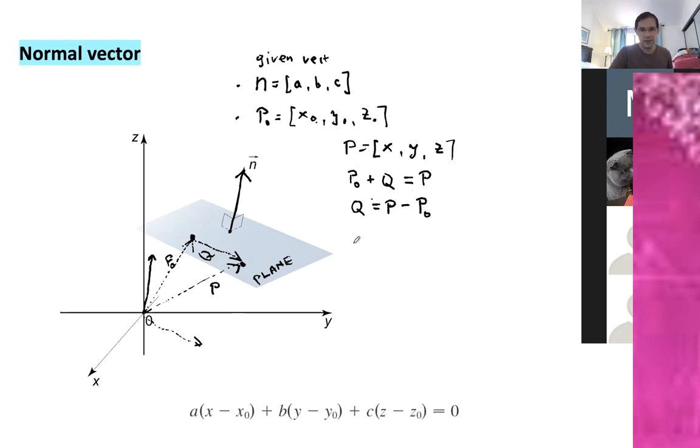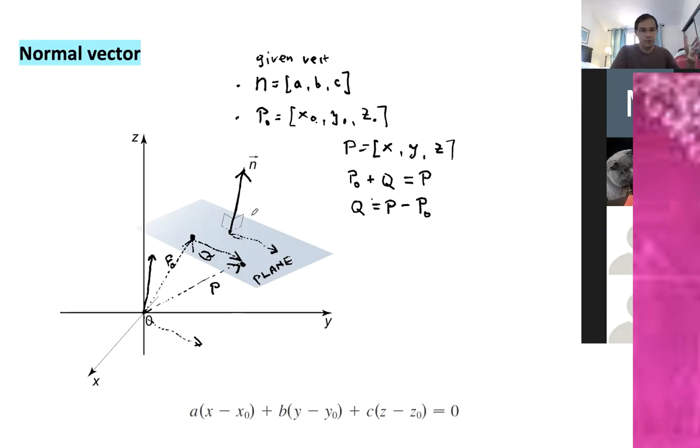Okay, so Q is going to be P minus P0. But now, what do we know of this vector Q? Q really is this vector. This is one representative of this vector, but I can move it and put it at this position. This is the same vector Q.